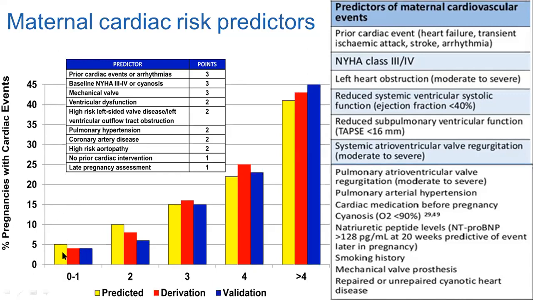With a risk score of 0 or 1 point, the percentage of pregnancies with maternal complication is 5%, with 2 points 10%, with 3 points 15%, and if it is more than 4, it is a 41% risk of maternal complication. This is a good risk stratifying tool because the study contains all patients with cardiac disease, but it is dominated by congenital heart disease. 63% of study participants had congenital heart disease, and only 28% had acquired heart disease, like rheumatic heart disease. Because of that, it has some limitations.